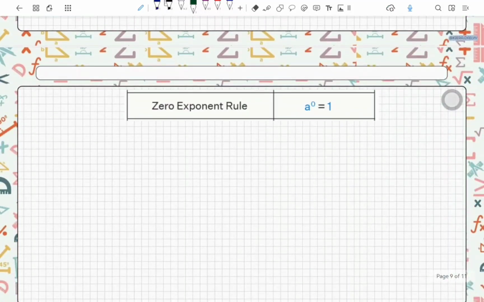Next, the zero exponent rule only means that any base that has an exponent of 0 is always equal to 1. For example, 7 to the power 0 is equal to 1. 0 to the power 0 is equal to 1. Again, any base, let's say c to the power 0, is still equal to 1.